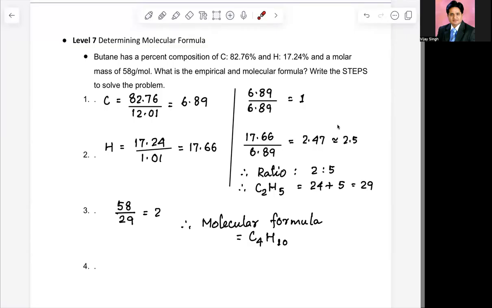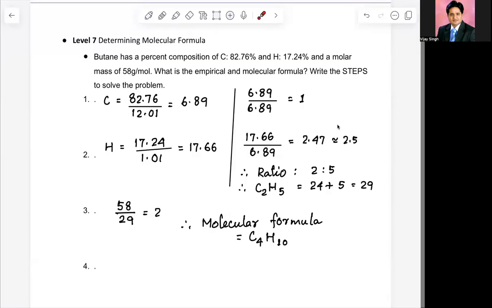Now, we divide these by the smallest number. Obviously, we divide each one of them by 6.89. And here you get the ratio 1, and 17.66 divided by 6.89 gives you 2.47, which could be rounded to 2.5. Now the ratio is 1:2.5. Obviously you can't have a decimal, so you multiply by 2 on both sides. So the ratio would be 2:5.